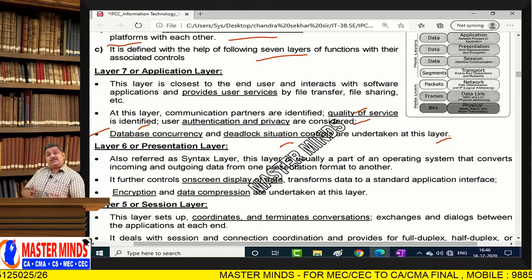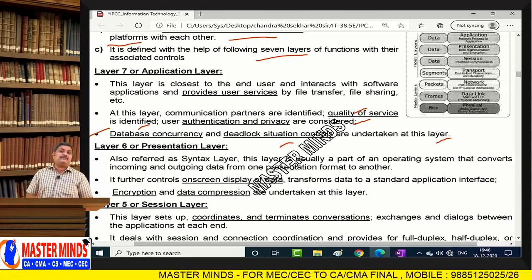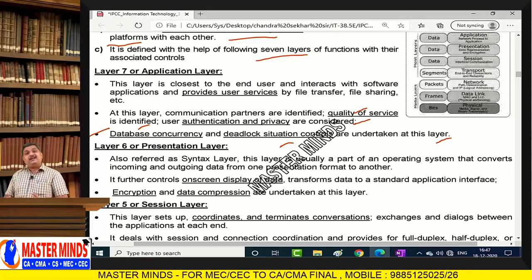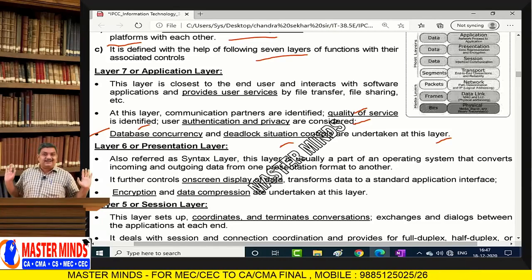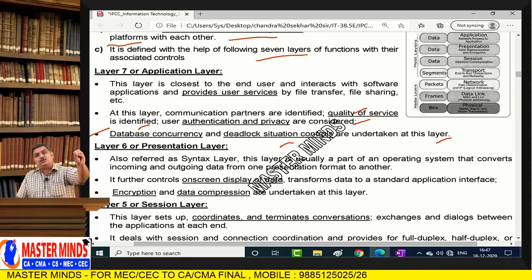Okay. Whether I can share something with my friend or not. First of all, I have to check all these things. Yes, for doing all this checking, some protocols are required. And those protocols are called application layer protocols.